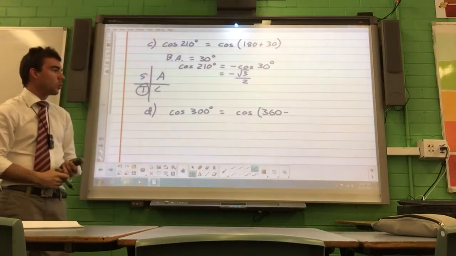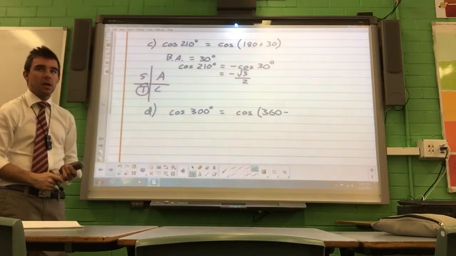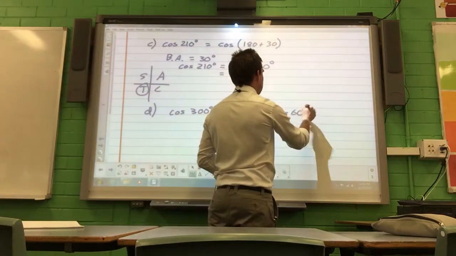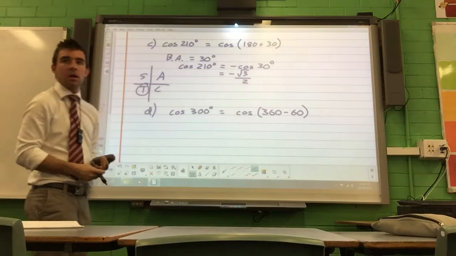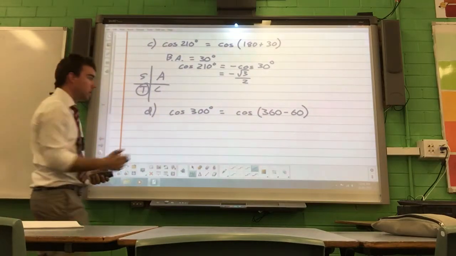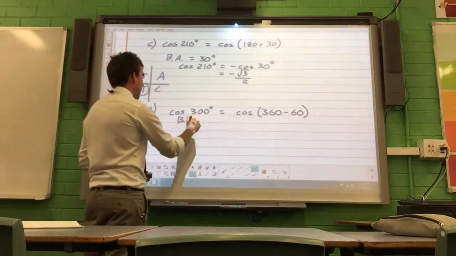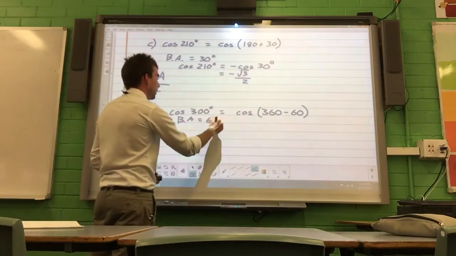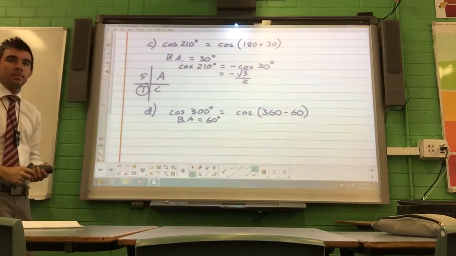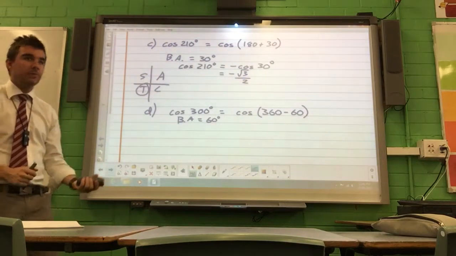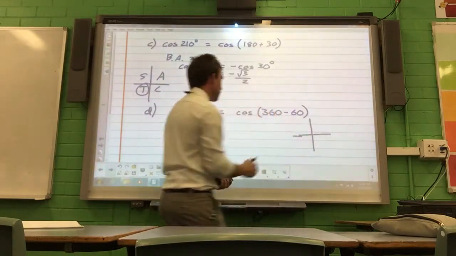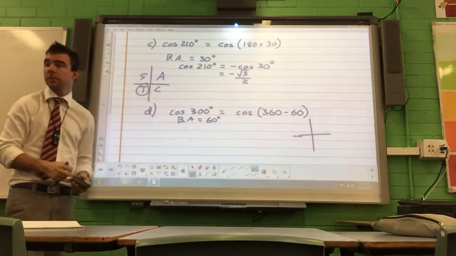Okay, so what will that basic angle be? 60. Okay, so 360 take away 60 will equal 300. So that basic angle, the angle we're working on, is 60 degrees. Alright, so once you've identified that basic angle, which will probably be your first mark on this sort of question, probably worth 2 marks.